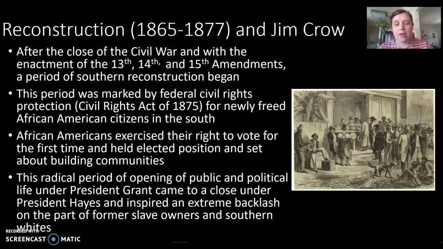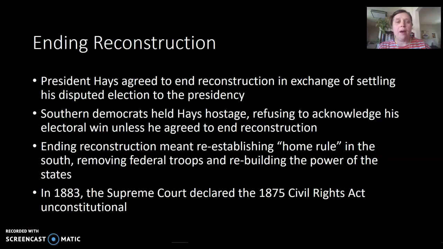So we see individuals who were former slave owners or Southern whites who benefited from a system that put them at the top of the political heap. And so what we see happening is this end to Reconstruction. So it kind of happens in this backroom deal that's super shady. And so President Hayes essentially agrees to end Reconstruction in exchange for settling this very, very close election that he is poised to win. So the Southern Democrats are holding Hayes hostage, essentially.